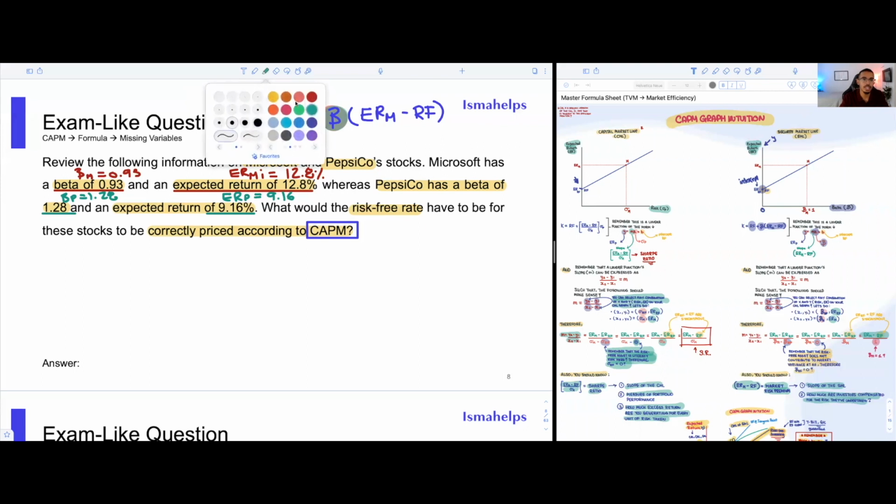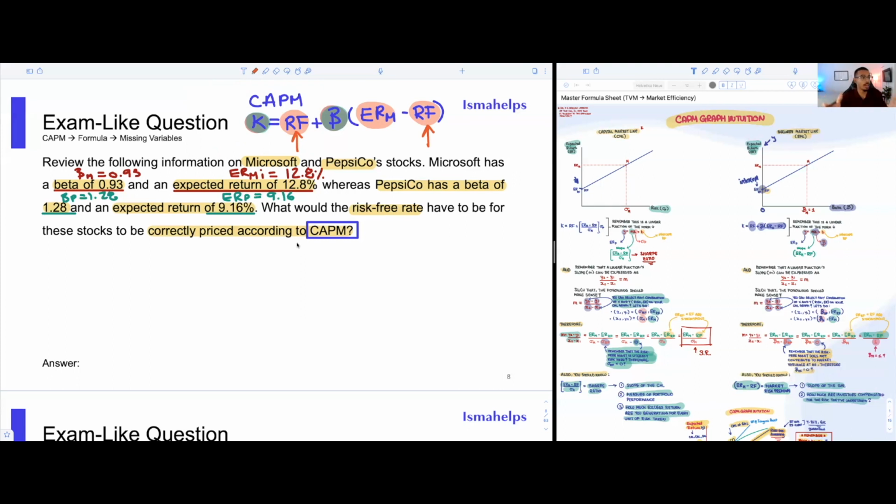Obviously, what we're going to highlight, I guess, in orange, which is the unknown, is essentially the risk-free rate, the return on the market, and once again, the risk-free rate. So there are two unknowns, okay? But really in this question, we're asking you, what is the risk-free rate? That's really the biggest unknown that we care about, the risk-free rate. How do we know that? Because the question literally says, what would the risk-free rate have to be?